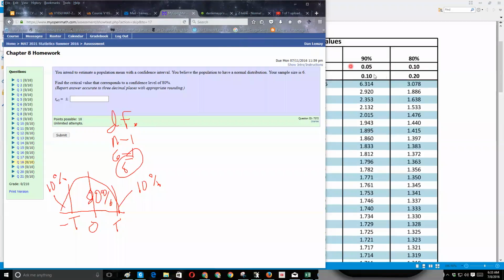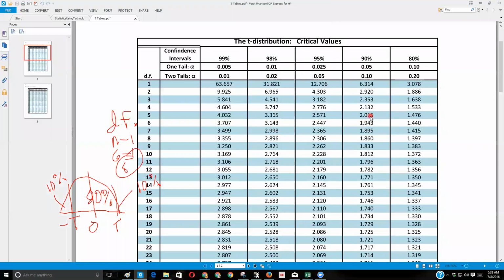Let me go to this. So I'm looking at the t-score table. I go down to the 5 degrees of freedom, I go over to my 80% confidence interval column, and I come down to that number, and that's the critical value of t, either side of 0, that will cut off the middle 80%. So that number there would be negative 1.476, and that number would be positive 1.476. Okay, so the table's pretty easy to use.